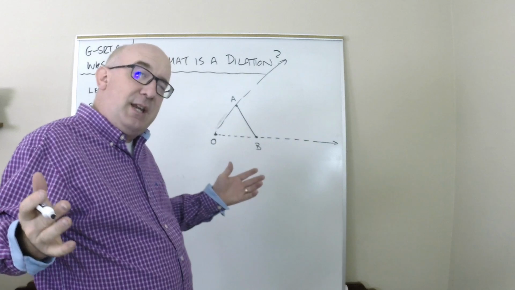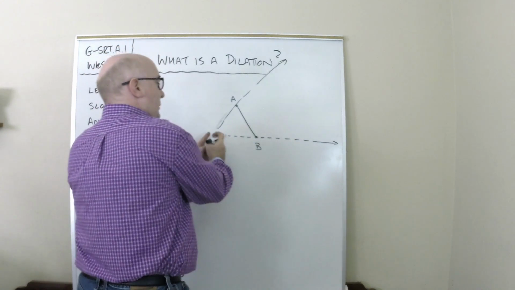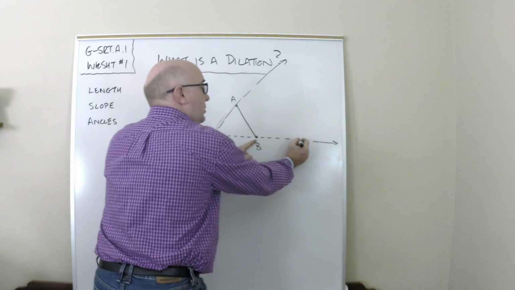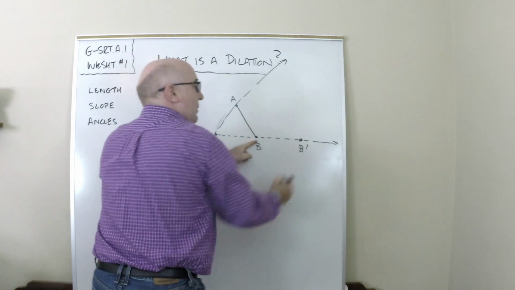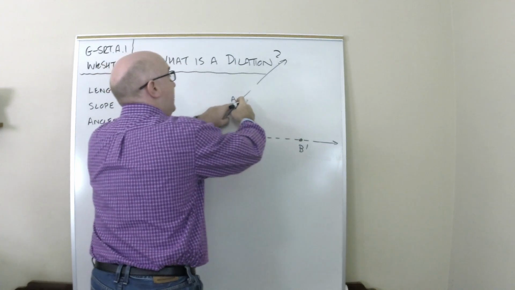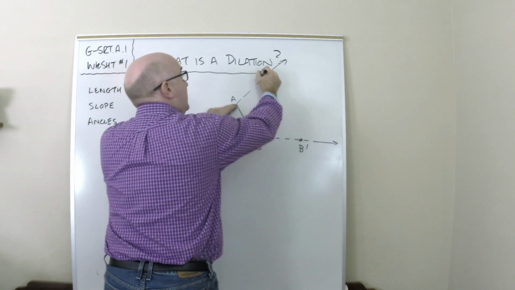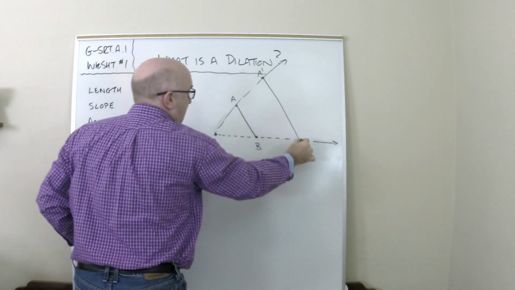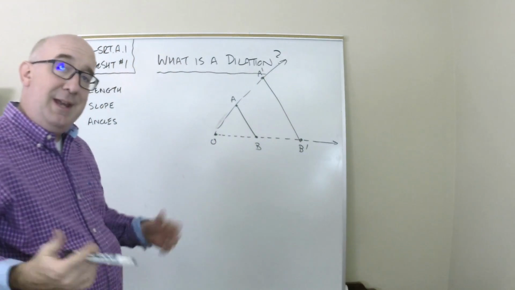So let's say we had a scale factor of 2. That would mean it goes 1 to the original location and then 2, so B prime would be somewhere here. A is the distance of this, and then A prime would be double that, so here. And then you could connect A prime and B prime. They would be the image.